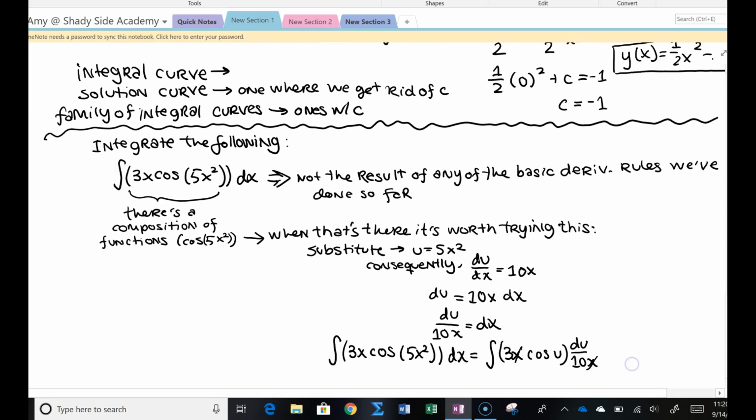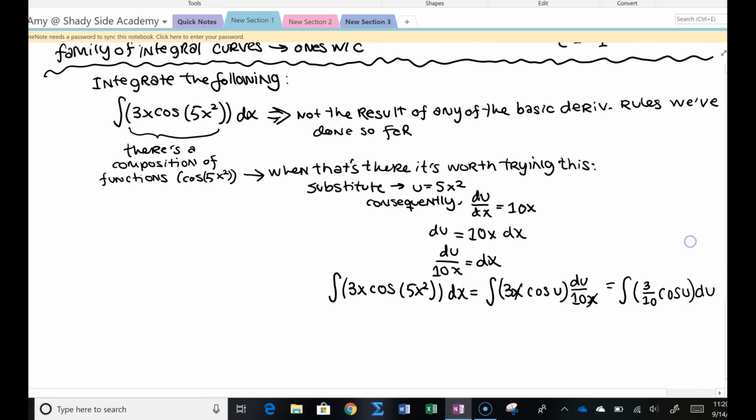Now, do you see this indefinite integral, the indefinite integral of 3/10 cos u du? Do you see that this is now a simpler integral that I can anti-differentiate? This is 3/10 sine of u plus c. However, there's a big however.